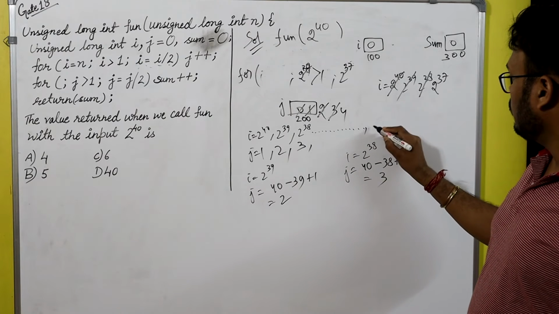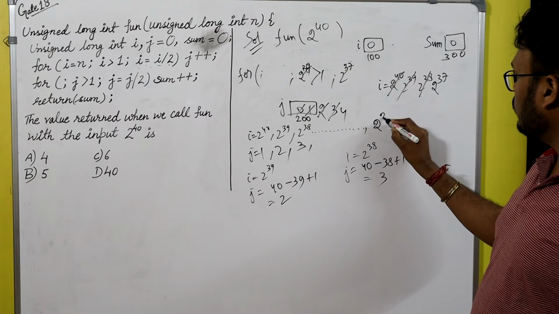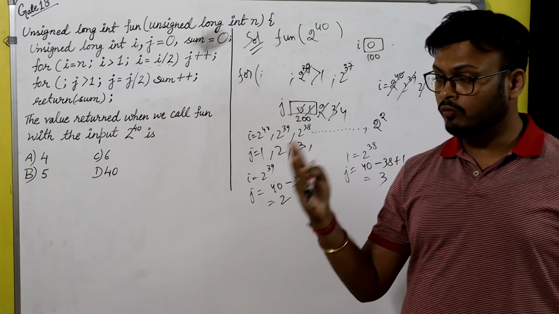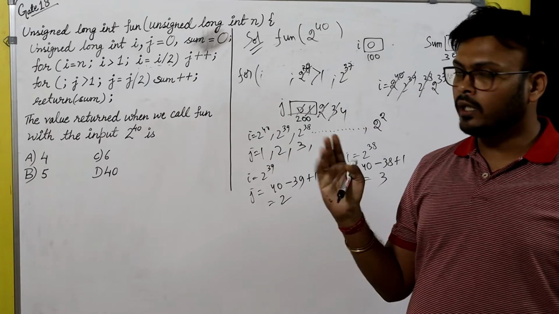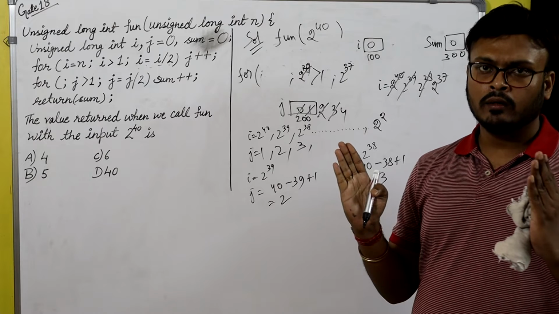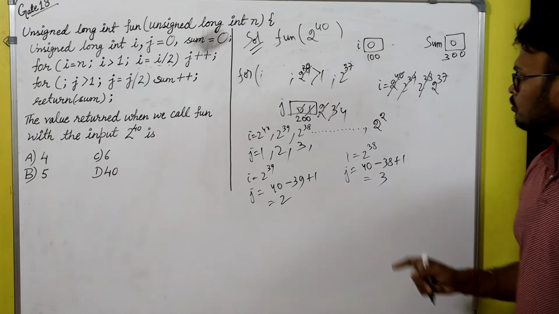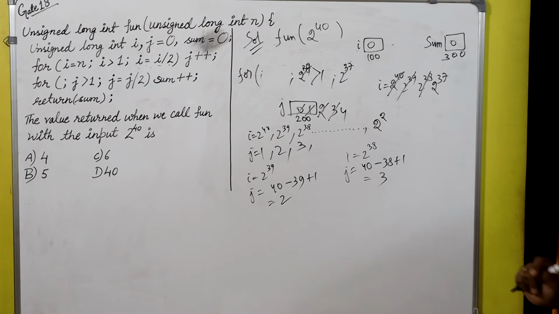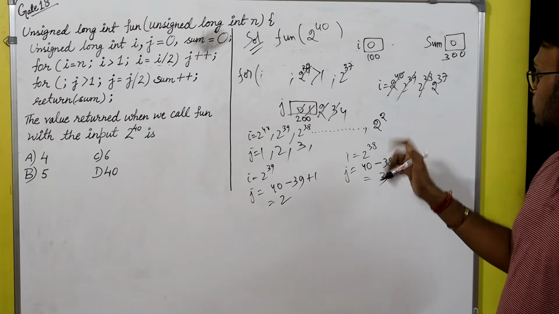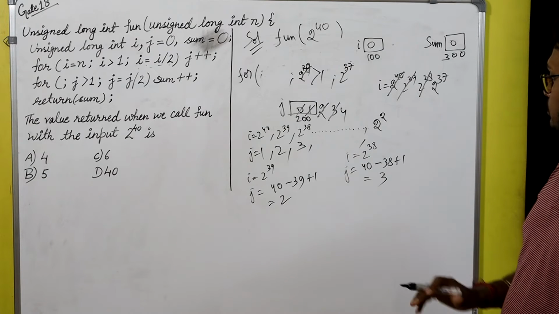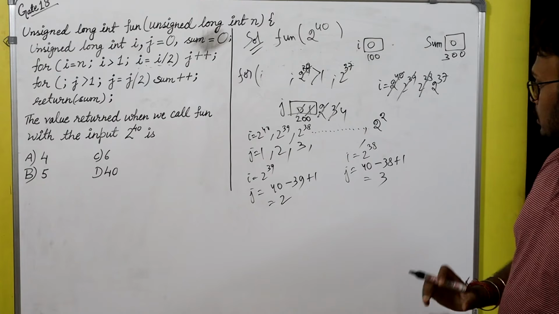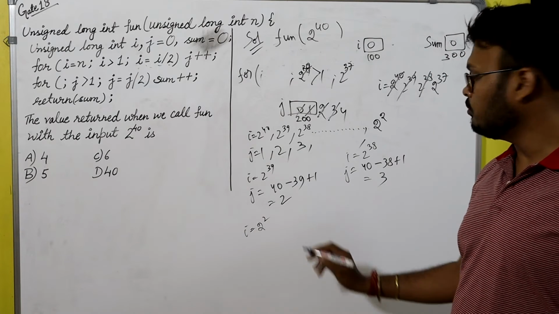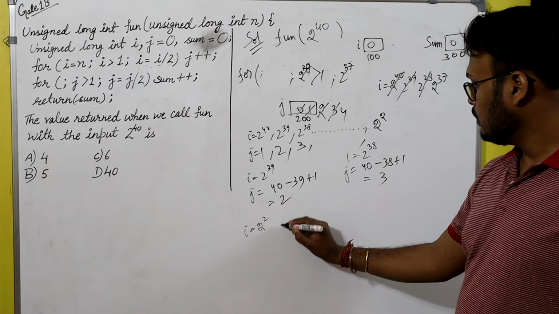At the end, say when I value is 2 to the power 2. Because if you keep on dividing I by 2, then definitely the value of I will get reduced. So, suppose at this point the value of I is 2 to the power 2. So, what will be the value of j? Just apply the same logic.